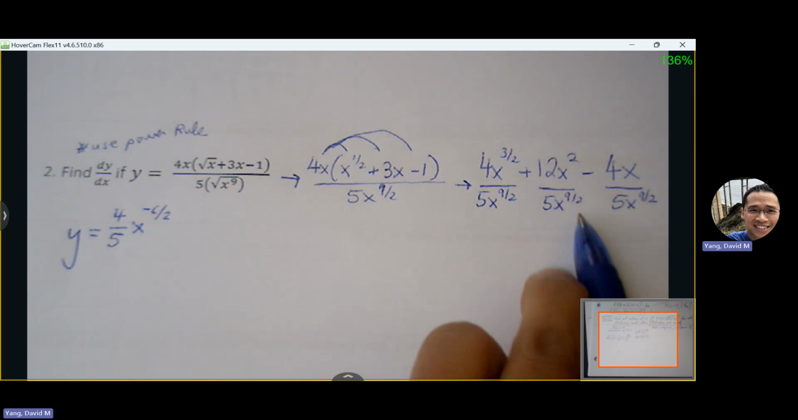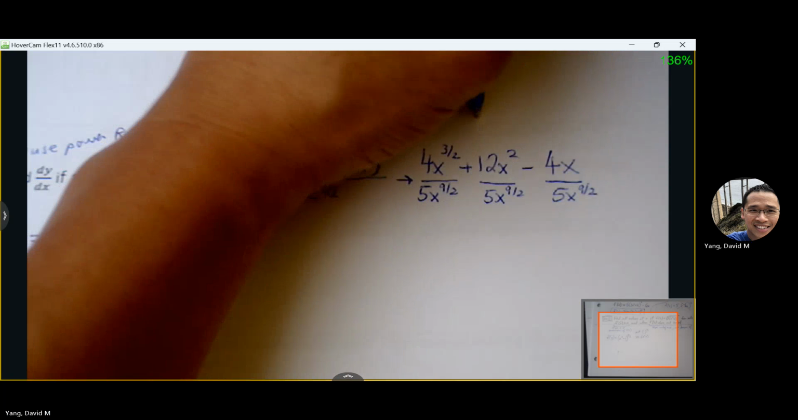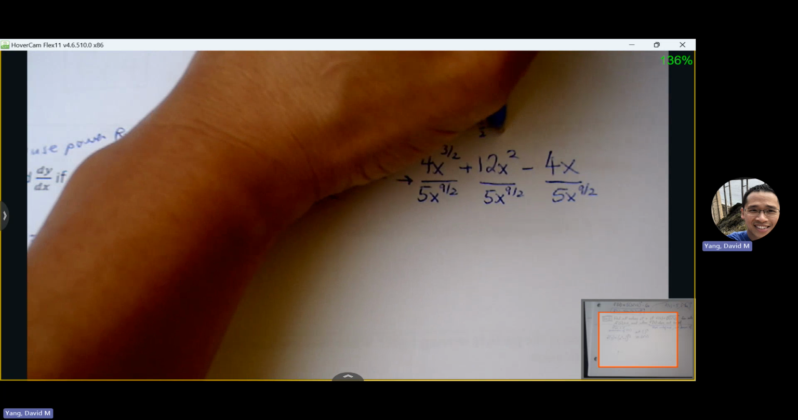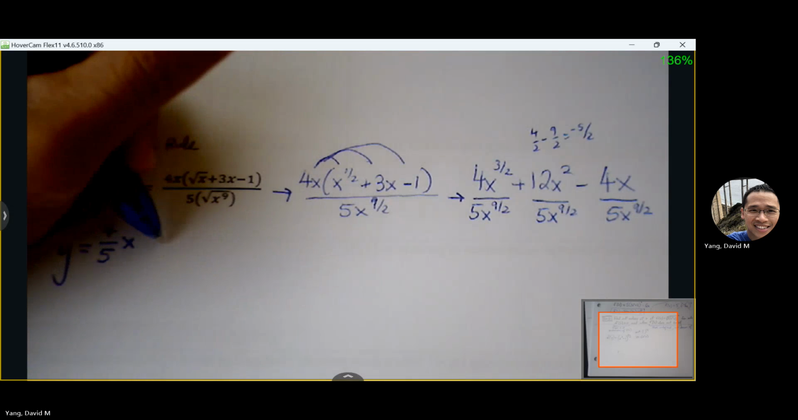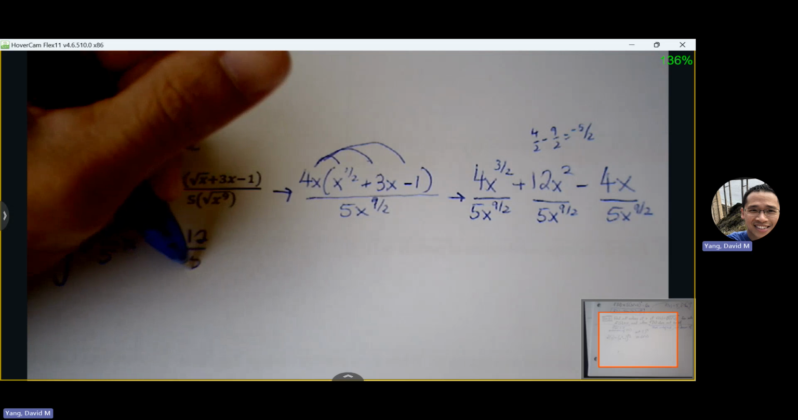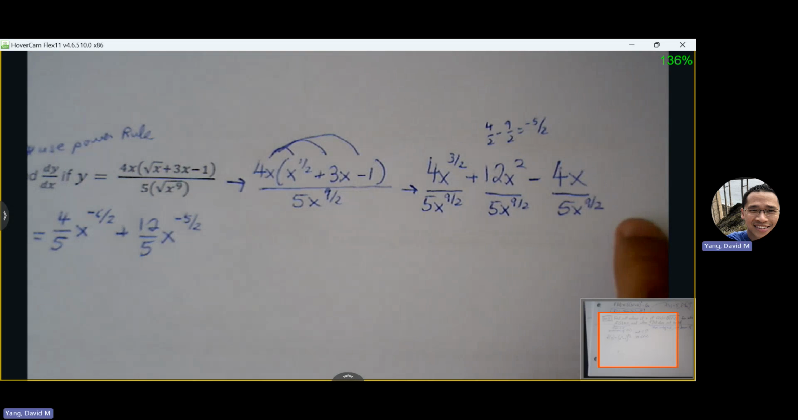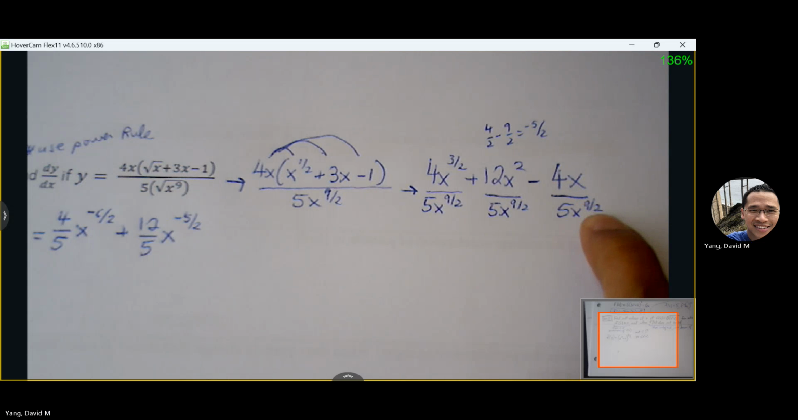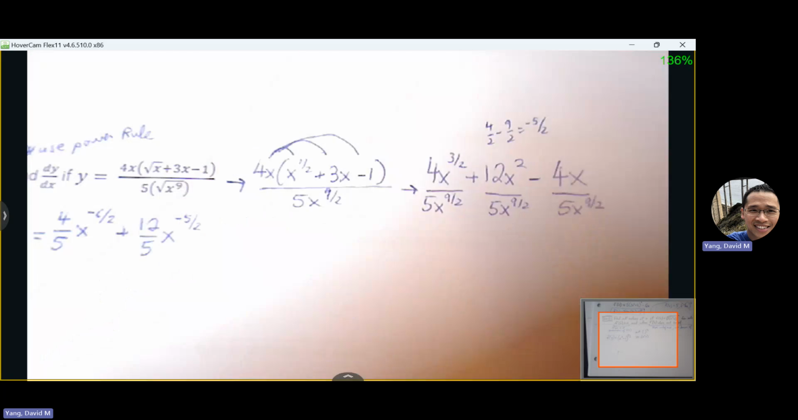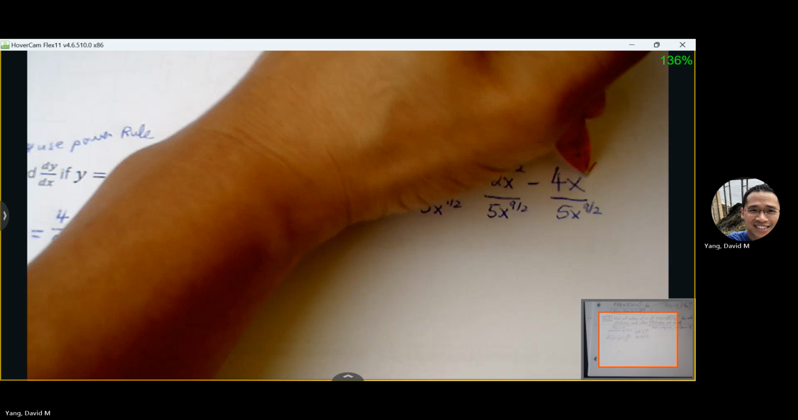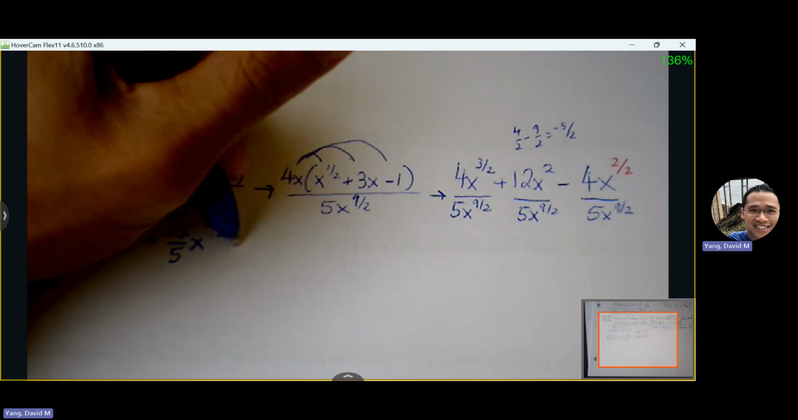And then 2 minus 9/2, that's the same thing as 4/2 minus 9/2, right? So 4/2 minus 9/2 is -5/2. So that's going to be my new exponent, plus 12/5 x to the -5/2. And finally, I have x to the first power over 9/2. So first power is the same thing as 2/2 if I want to match the denominator. So 2/2 minus 9/2 is -7/2.